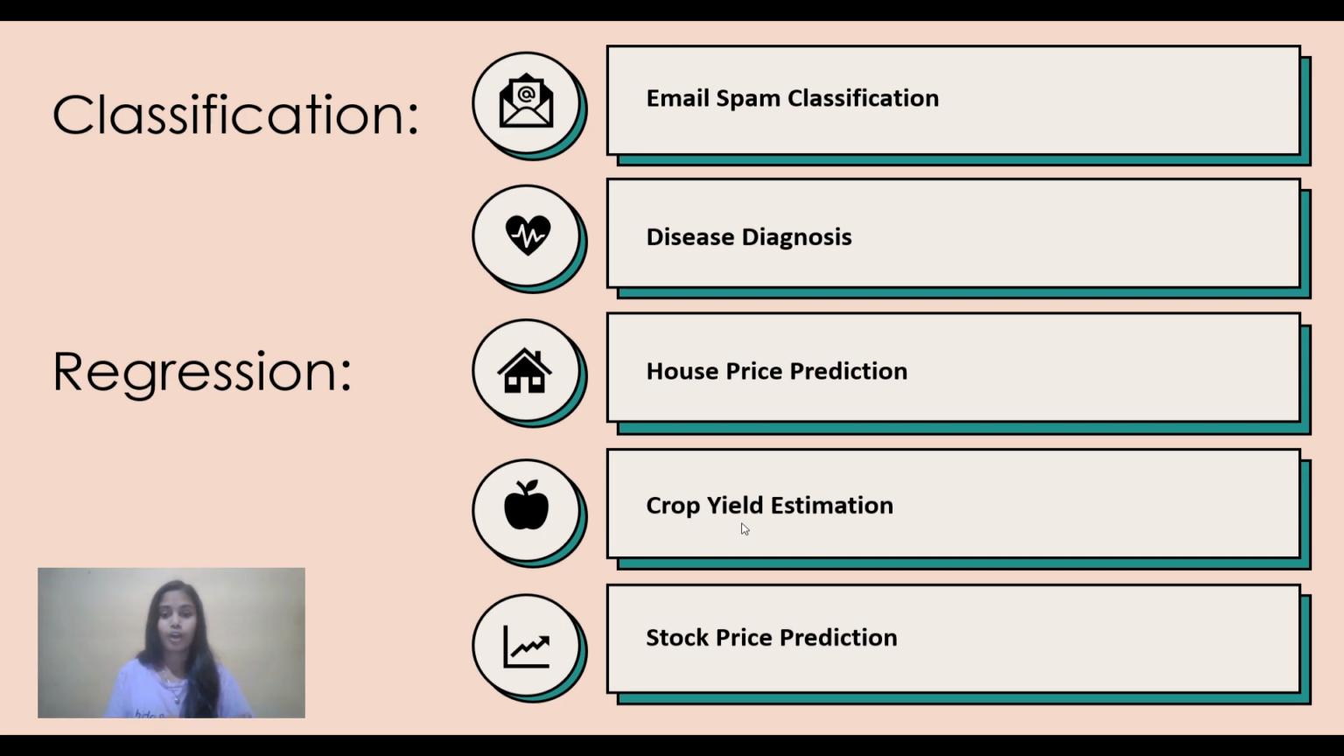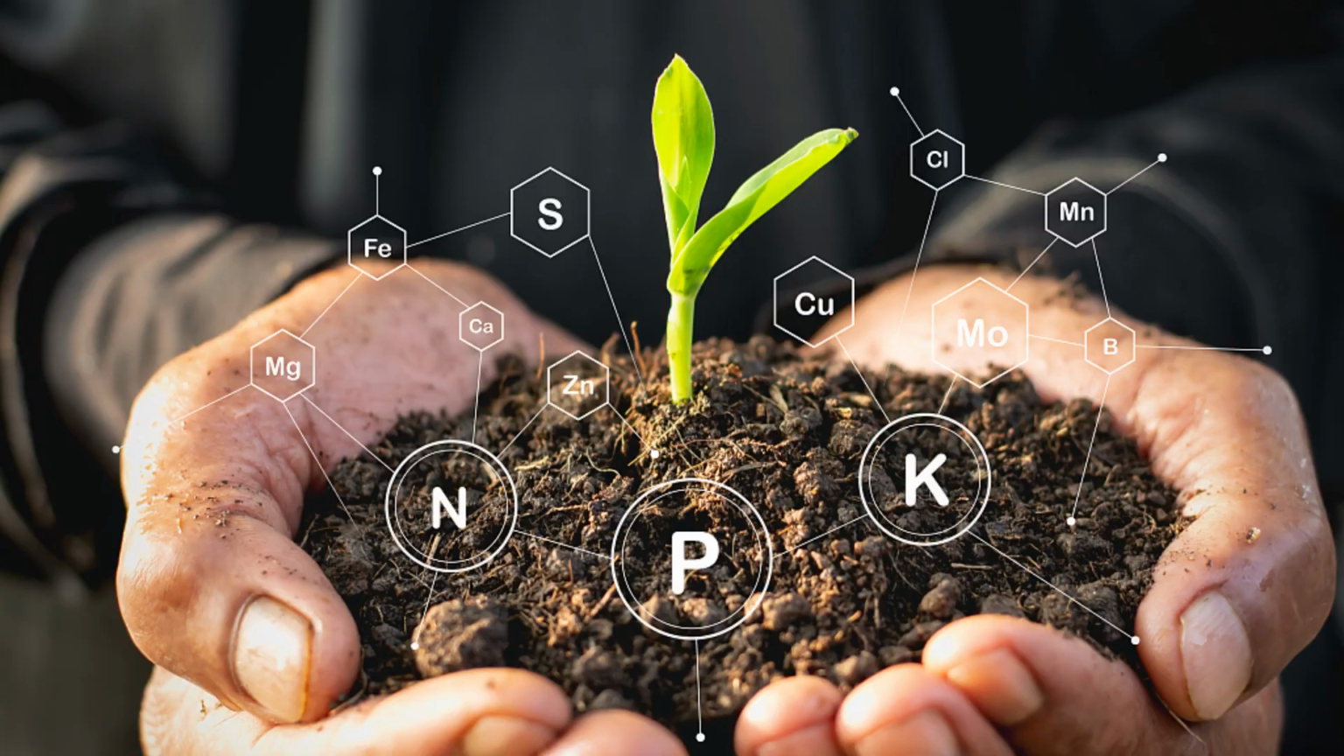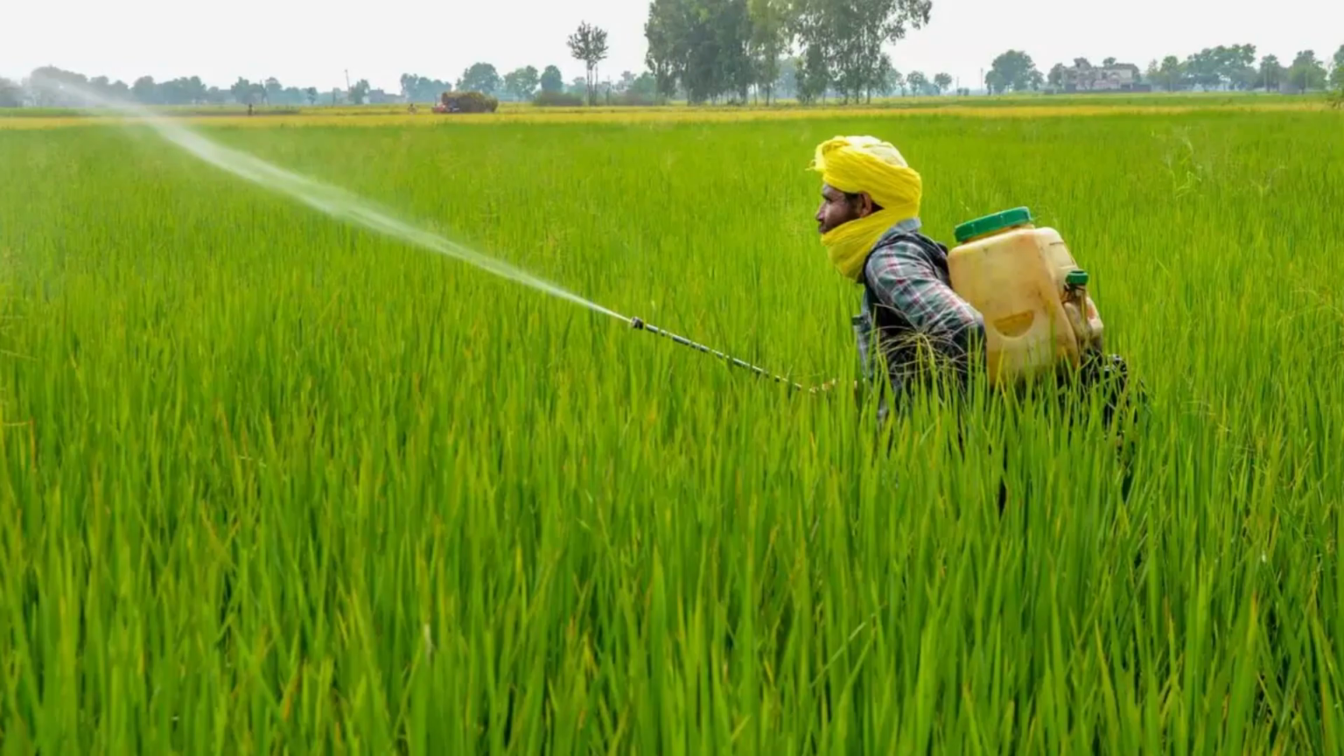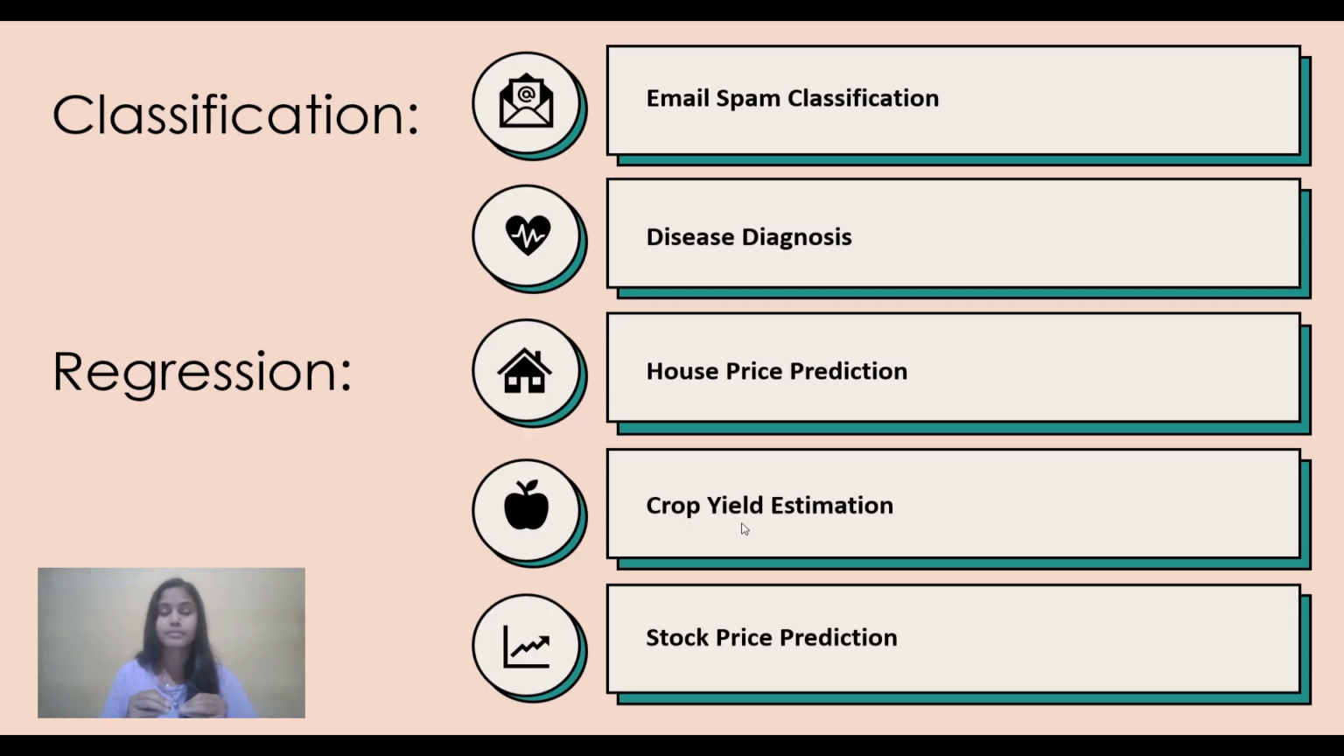Okay, now crop yield estimation. Again, farmers are growing crops in their fields, so there also so many things come into the picture, like the quality of the land, soil, and how many seeds they have kept in the soil for growing, and what types of pesticides they have used. So all these small things come into the picture, and then the total crop yield is estimated, right?